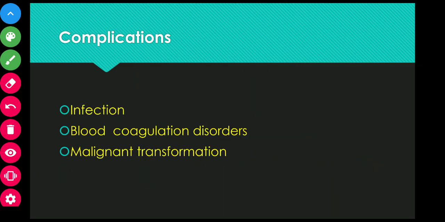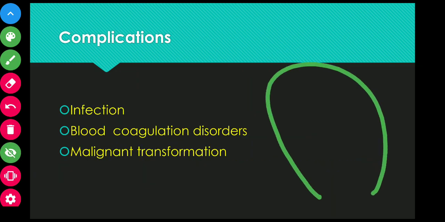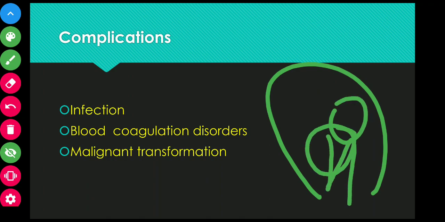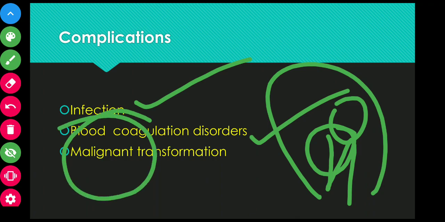Next we'll see complications. If the fetus is dead inside the uterus, there might be a chance of infection for a variable period. The pregnant woman doesn't know she had a missed miscarriage, and it may lead to blood coagulation disorders. If it is ignored, then it may transform into malignancy also, malignant transformation. So these are the complications.